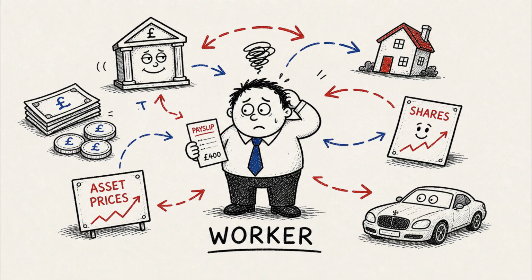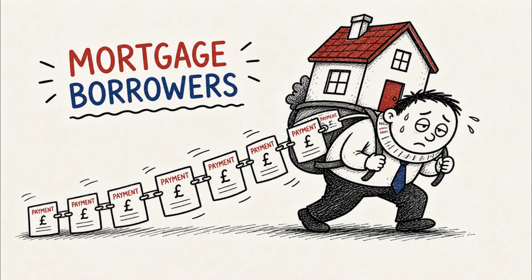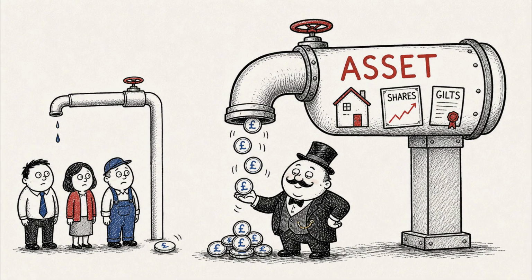And who owns most financial assets? Not the average worker living month to month. People with pensions benefit indirectly. Some businesses benefit indirectly. Mortgage borrowers may benefit if rates are lower. The wider economy may be supported, but the most direct boost is felt by people and institutions already holding assets.